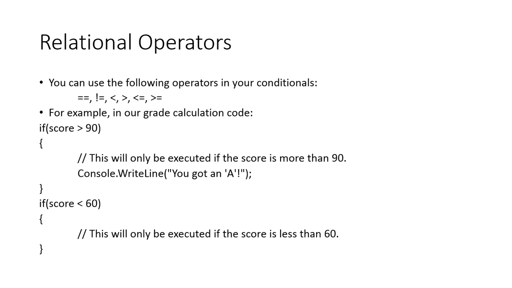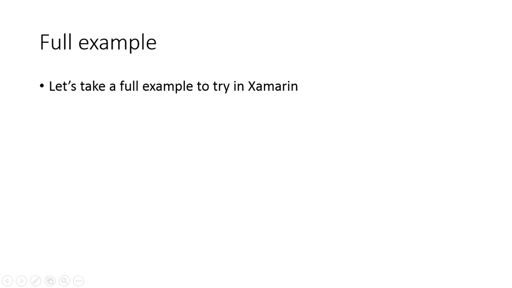So these are the following operators you can use in your conditionals. You can use equals equals, not equals, less than, greater than, less than or equal to, greater than or equal to. So here's some example grade calculation code. For example, if you got greater than or equal to 80, you got an A. If you got less than 60, that's the case where you fail. Here's a full example in Xamarin.